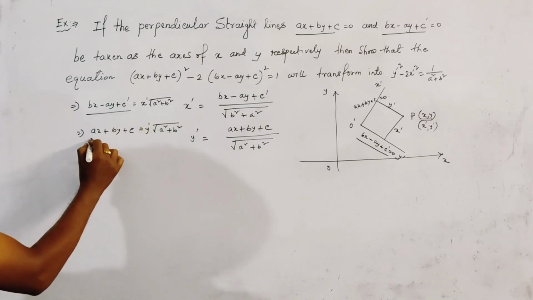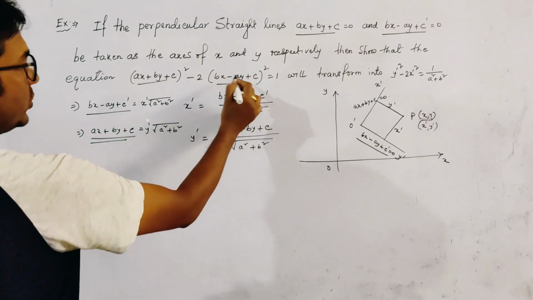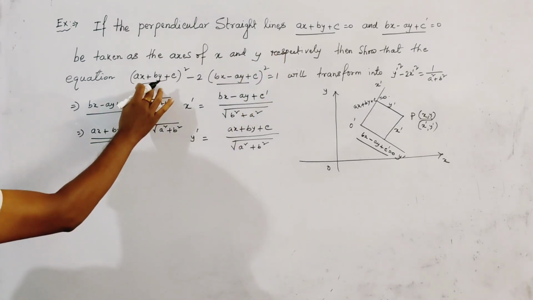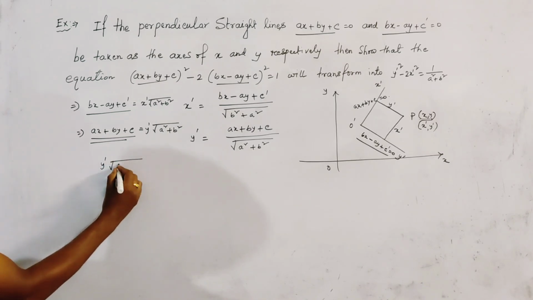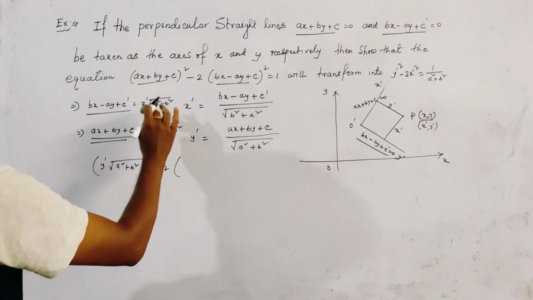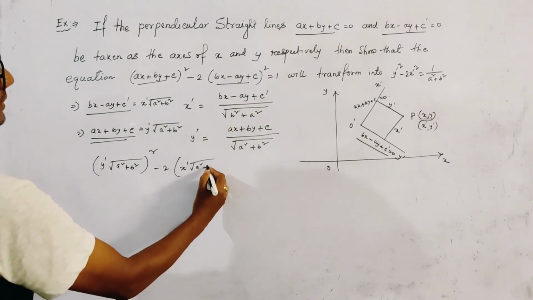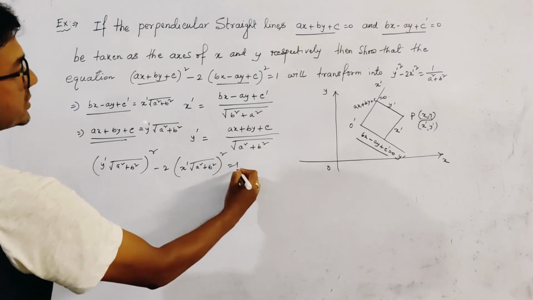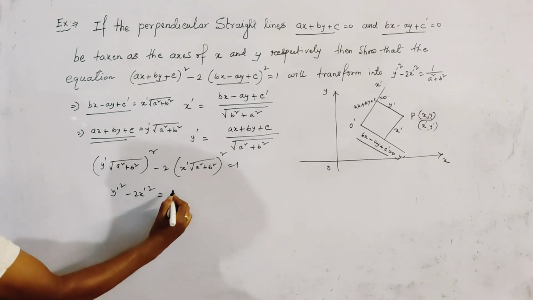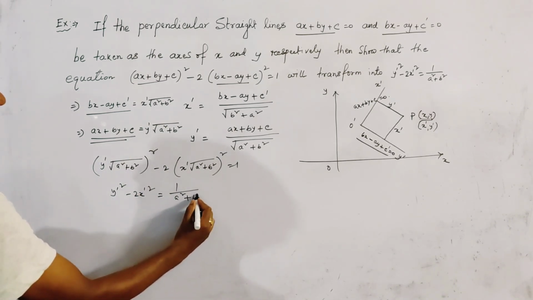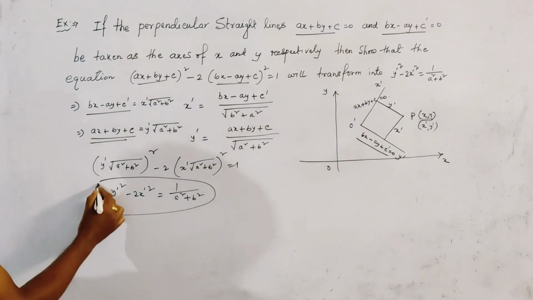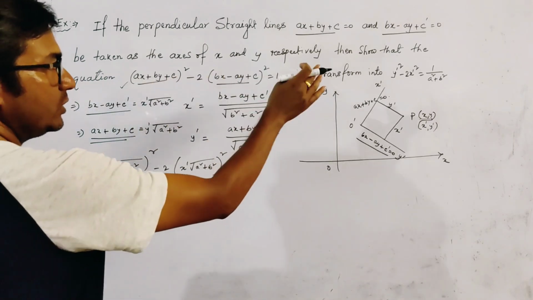And we put the value of the two expressions here and here, and we get the equation in the new coordinate system. By putting the values, we get y dash into root a square plus b square, whole square, minus 2 into x dash into root under a square plus b square, whole square, equals 1. So clearly this is y dash square minus 2 x dash square equals 1 by a square plus b square, and this is our required result. Okay, this is the equation of this in the new coordinate system.